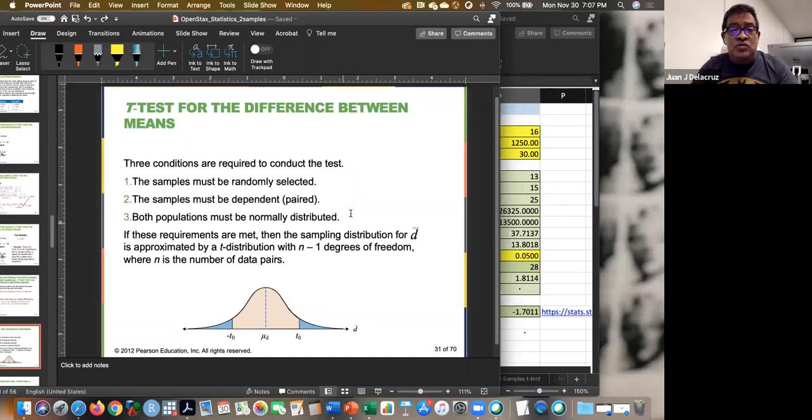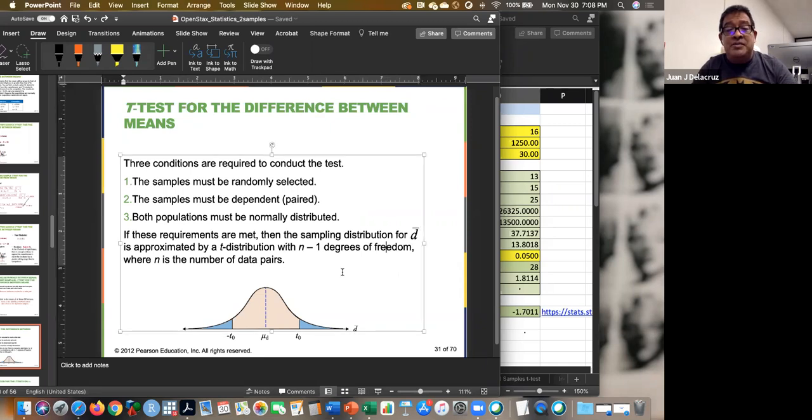So, and also both populations need to be normally distributed. If these requirements are met, then the sampling distribution for the mean of the differences is approximated by a t distribution with n-1 degrees of freedom, where n is the number of data pairs.